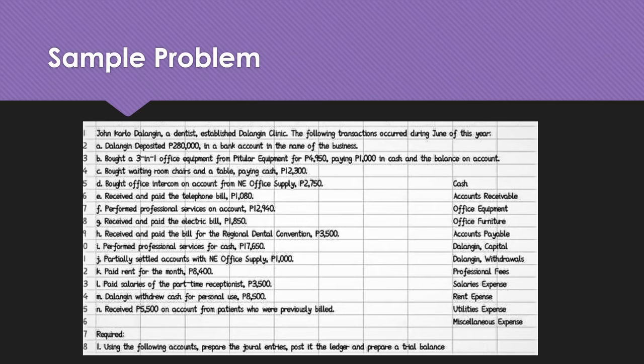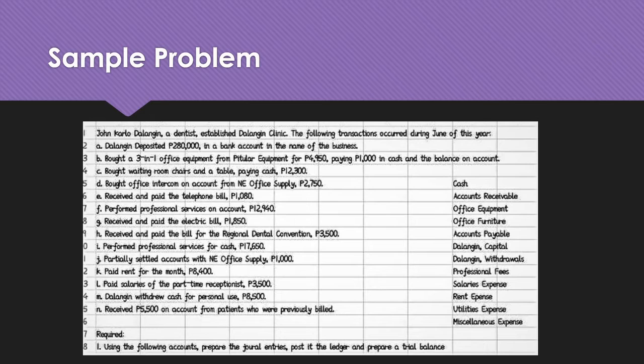Using the following accounts, we have to prepare the journal entries. We have to post it to the ledger. And we have to prepare a trial balance. So, anong difference nito sa isang example ko? So, in here, you will see, I have presented the journal entries in a PowerPoint view.